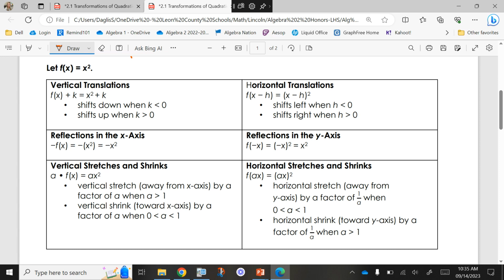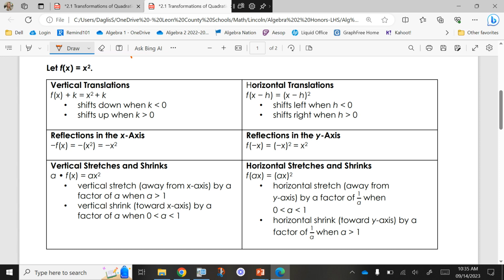Being moved up is going to be x squared plus a number. Being shifted left or right, I'm going to have x minus h in parentheses and then a square on the outside. All right, so this is a nice little cheat sheet that we can come back and reference throughout our lessons.